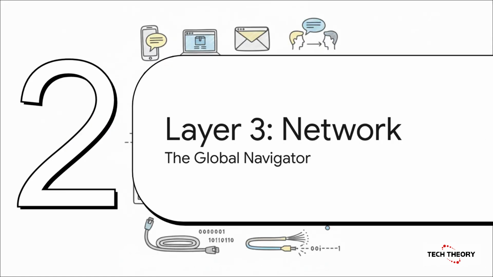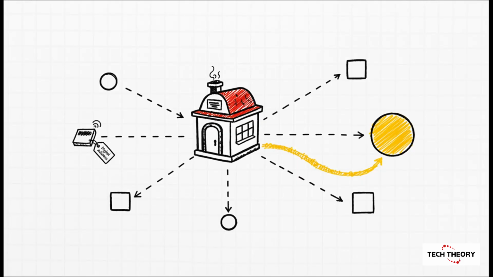Welcome to layer 3, the network layer. You can think of this as the master navigator of the internet. If the transport layer was the local courier, this layer is the global logistics company that figures out the best possible path for your data to take across the entire globe. This is where your data packet gets its unique digital address on the internet. You've heard of it, the famous IP address.